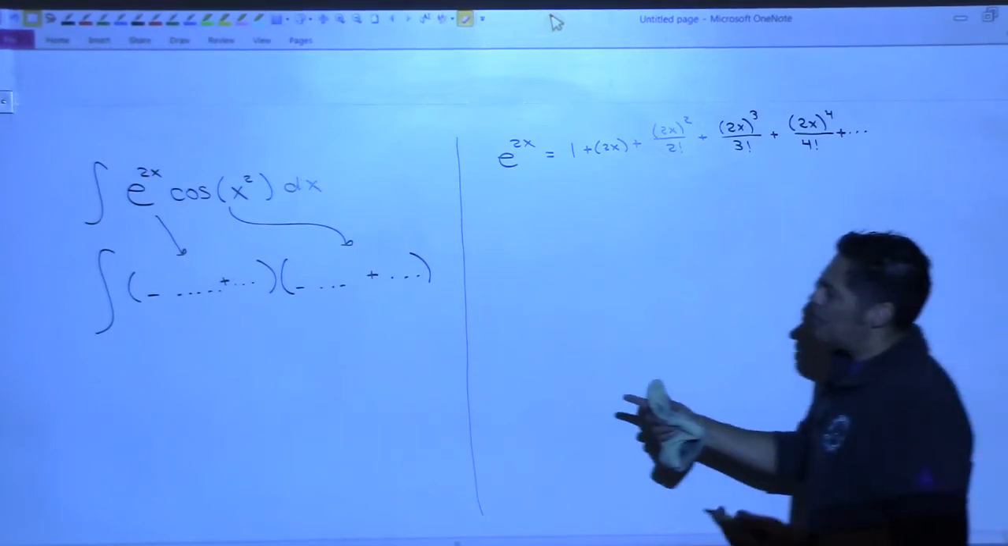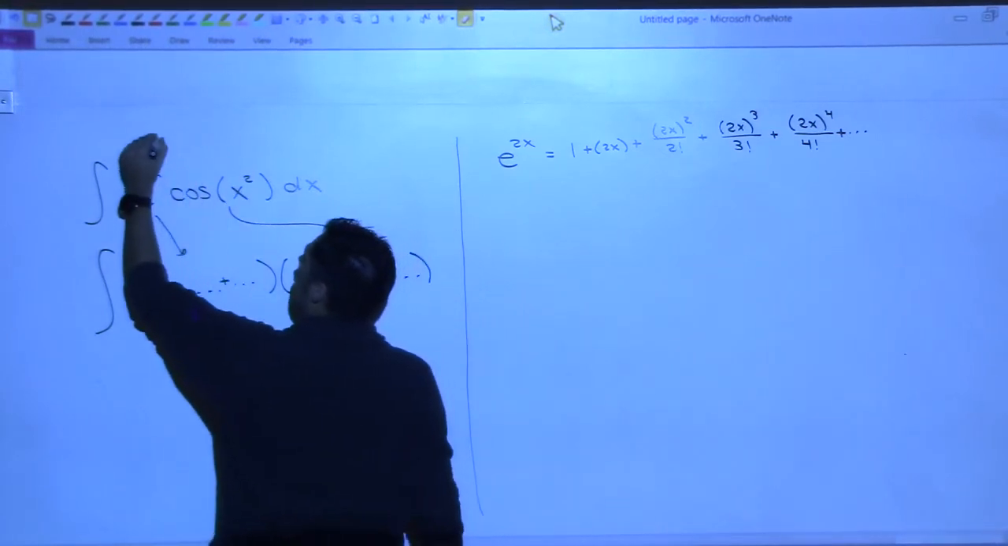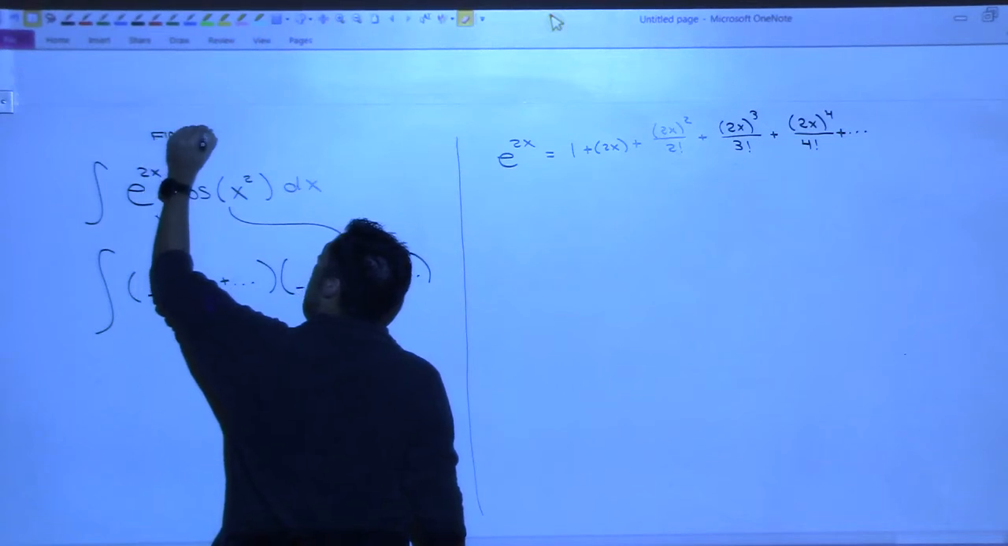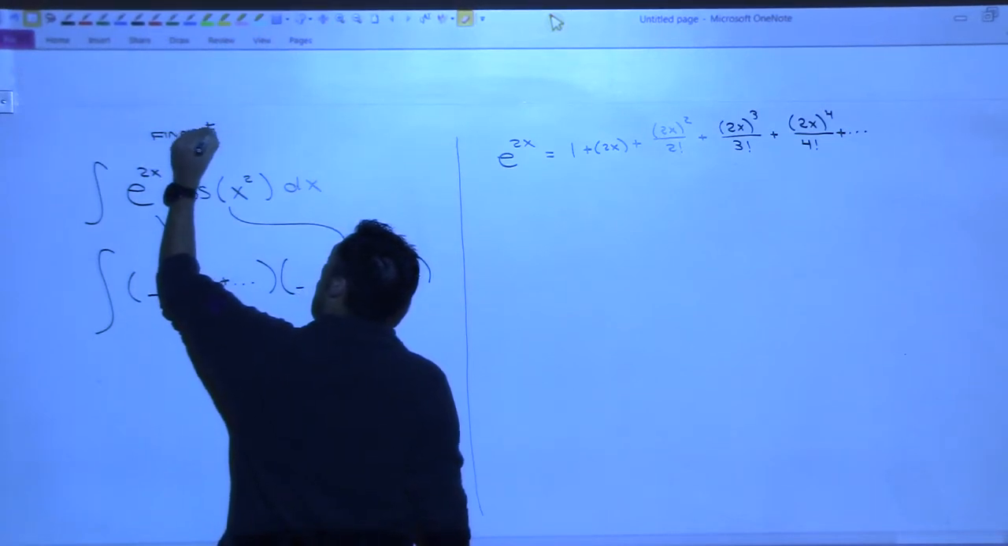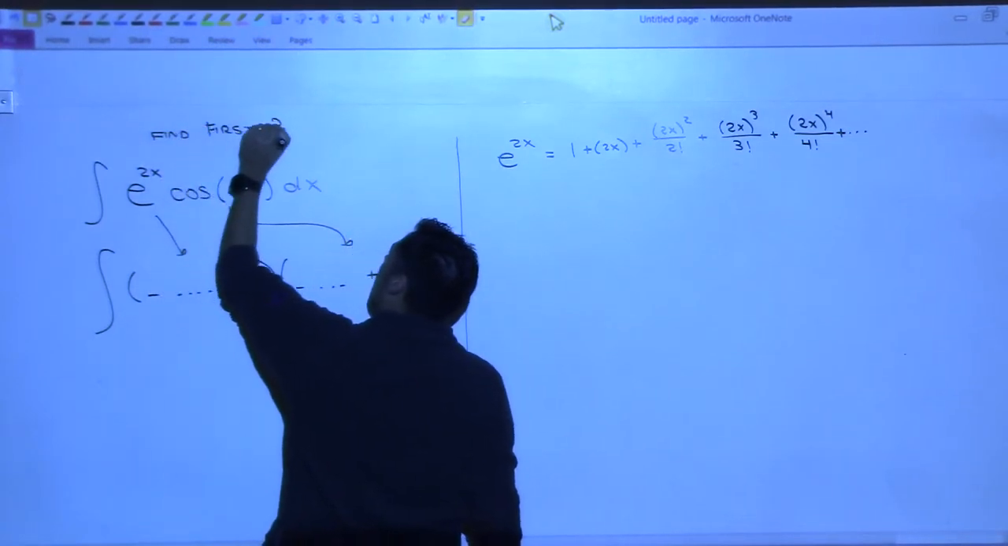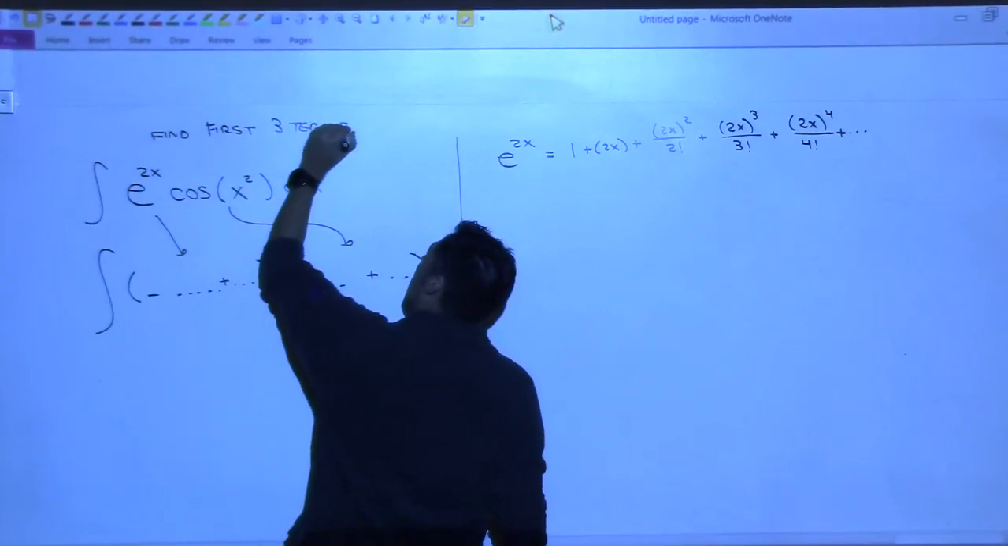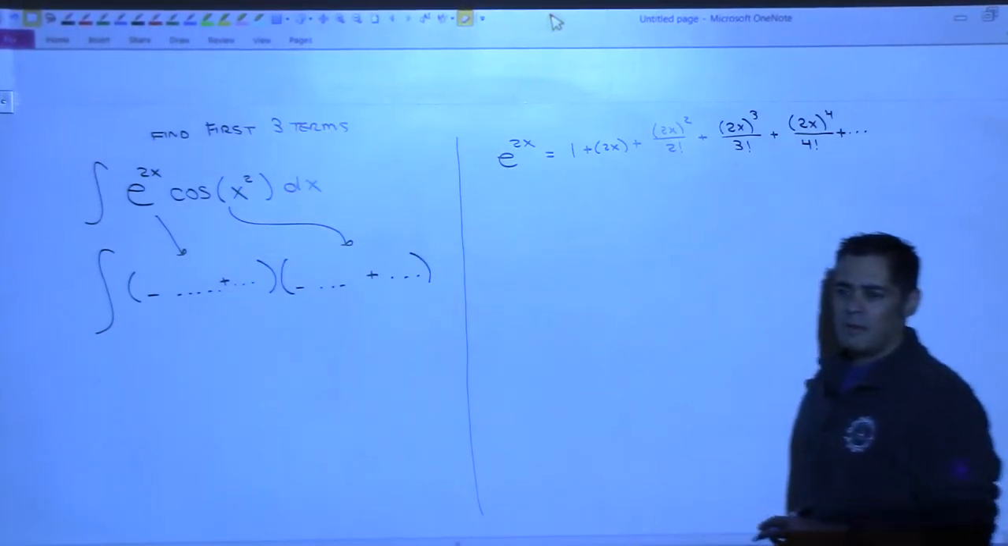Now, again, on the test, when I ask you to do this, I'll say, find the first 3 terms. Let's go 3 terms on this, because this is going to be pretty ugly. All right, first 3 terms.